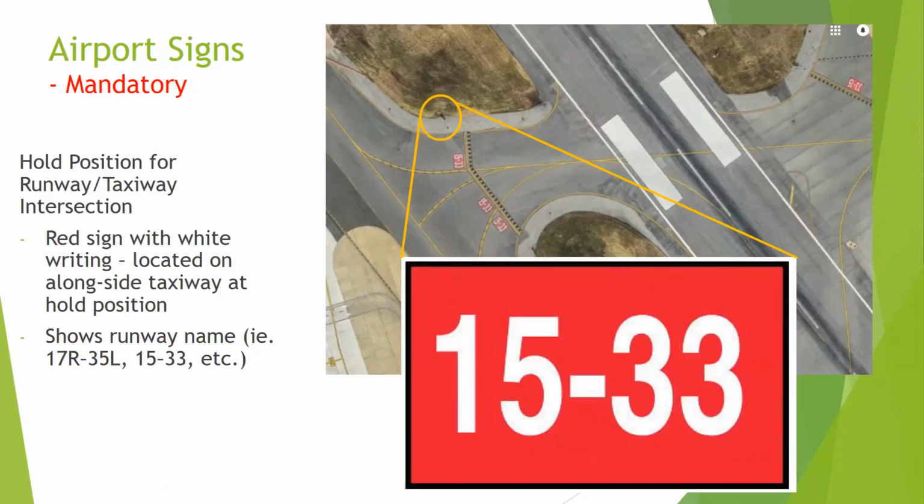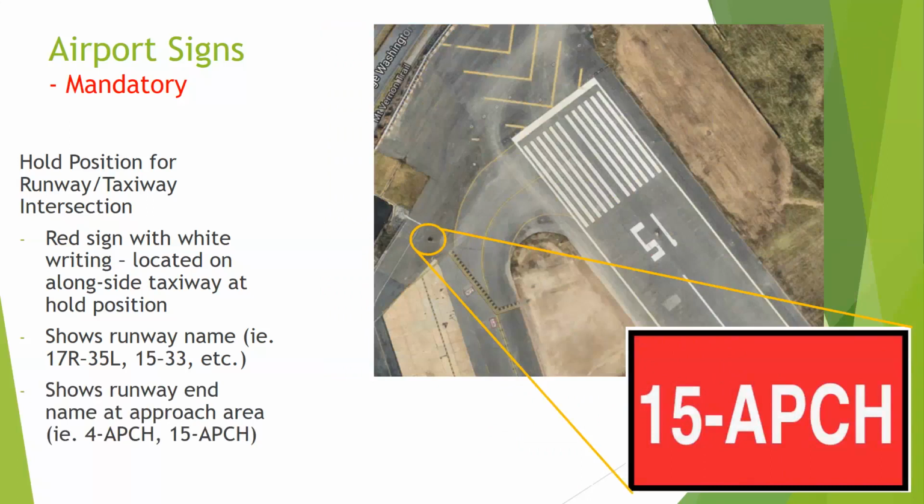So red sign with white lettering. Looks something like that. It shows the runway name and it's roughly parallel to the hold short line. So they really want you to know. If you're at the very end of the runway, what's called the approach end of the runway, it'll have the runway number with approach, without the opposite end on it. So you can see this is where it kind of comes in right to the edge here. Okay, 15-approach.